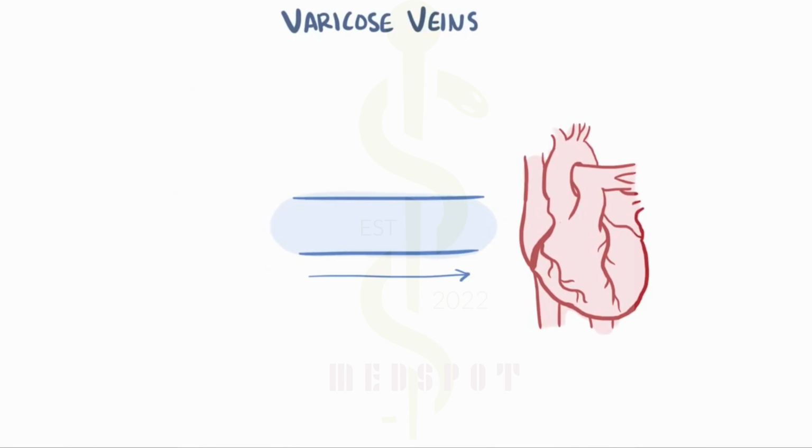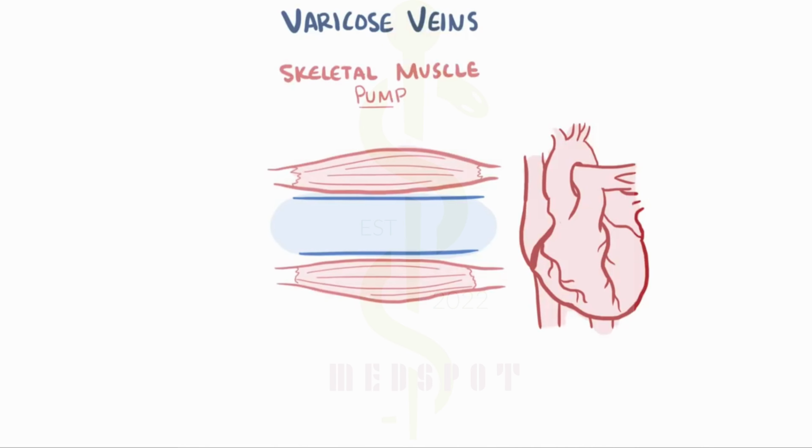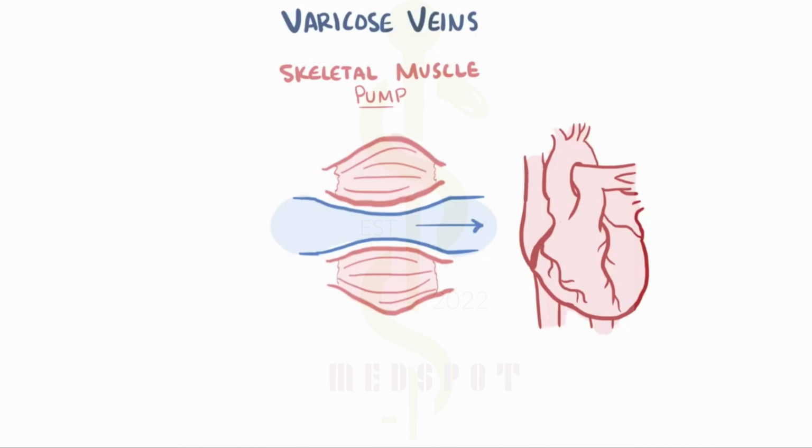This means that the movement of blood has to rely heavily on what's called the skeletal muscle pump, which is just a way of saying that it relies on the contraction of surrounding skeletal muscles, which compresses the vein and propels blood through the vessels.